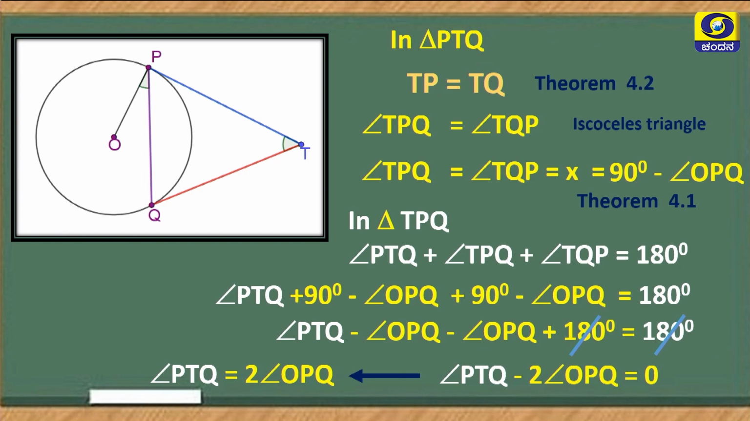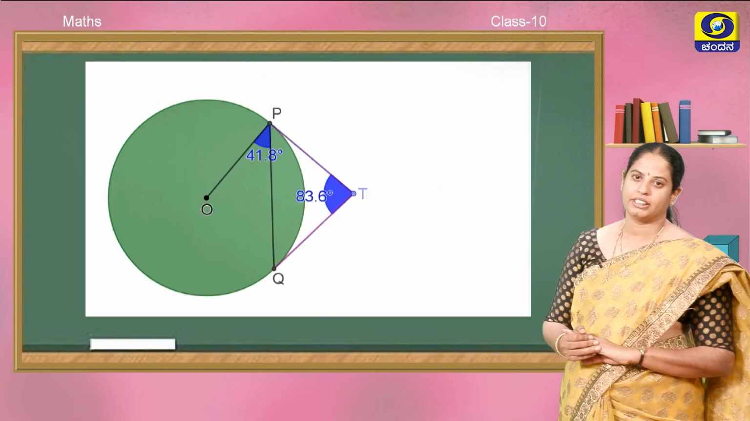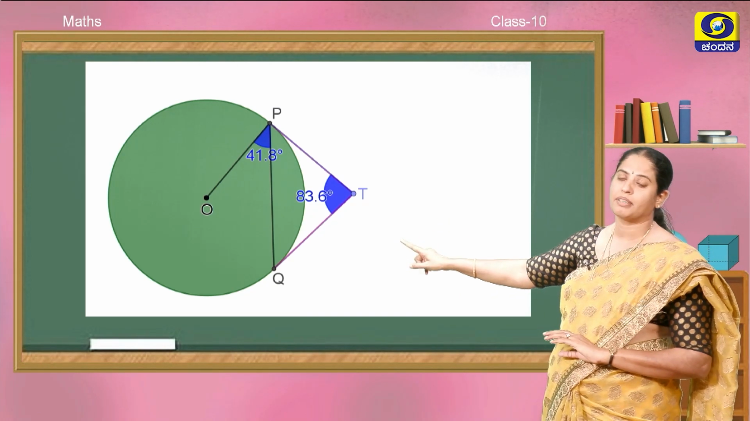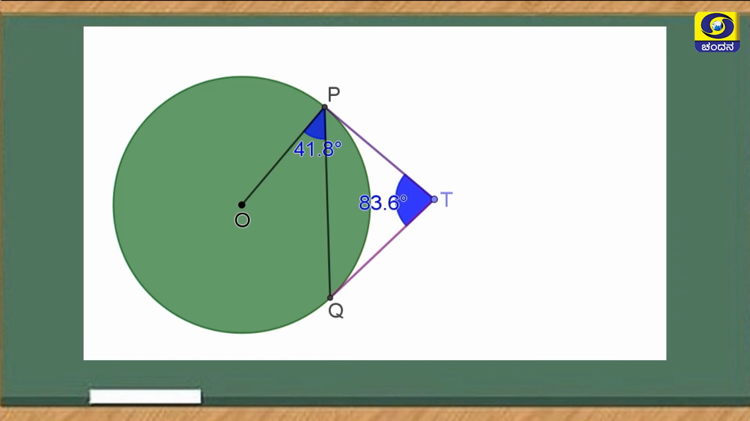This we have to prove, hence we proved logically. Okay children, let us watch this video to understand this better. Here, in any circle, the angle formed between the two tangents is always twice the angle formed between the radius and the line joining the point of contact.